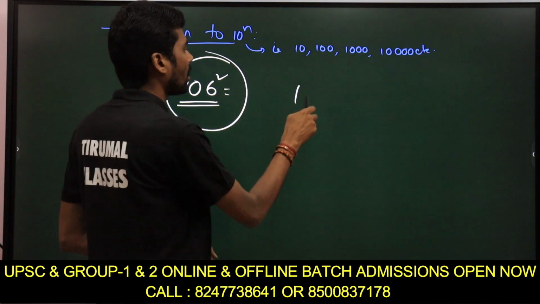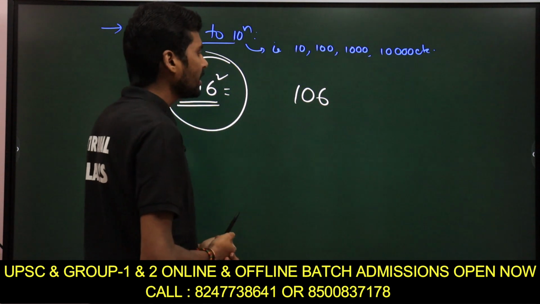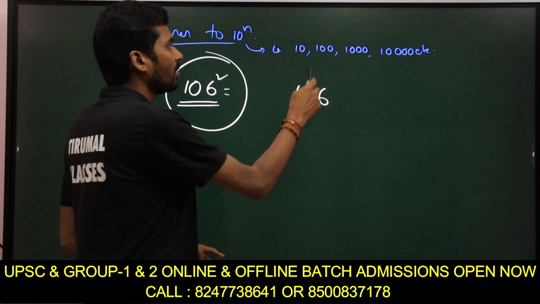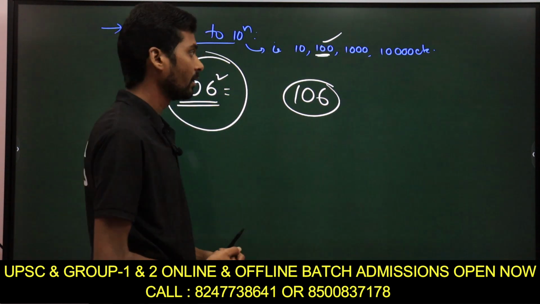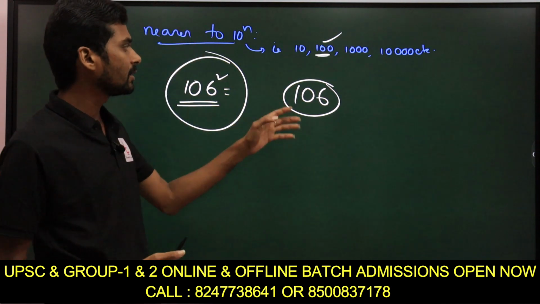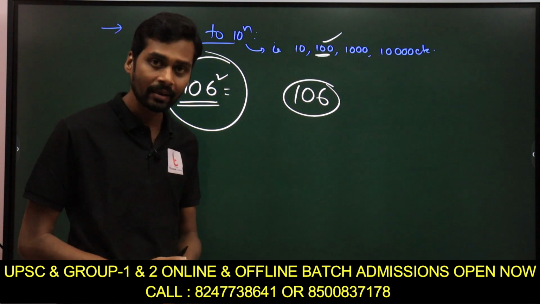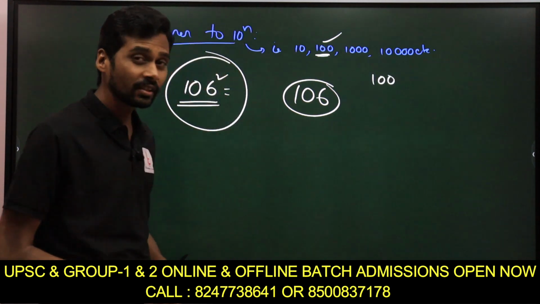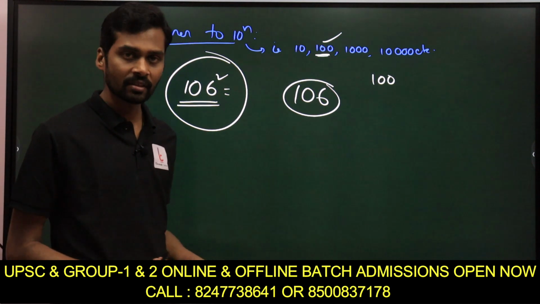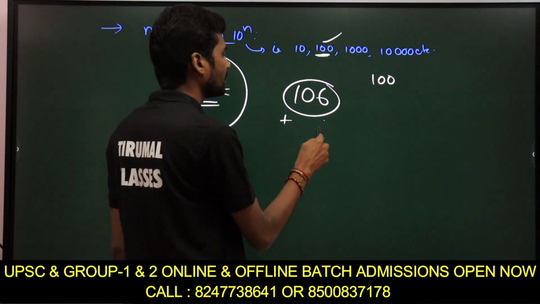You take the number 106. What is the nearest base value? The nearest base value is 100. Now tell me, 106 is how much more than 100? The base value is 100. It is 6 more. So more than means plus 6.